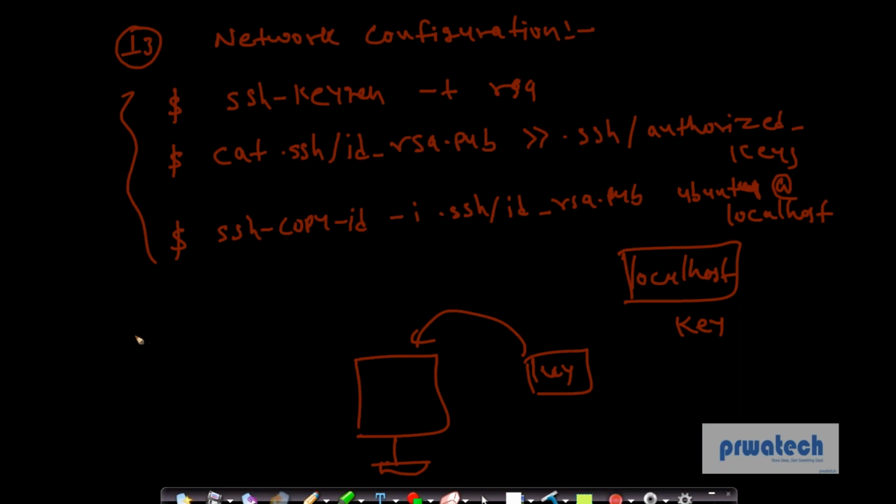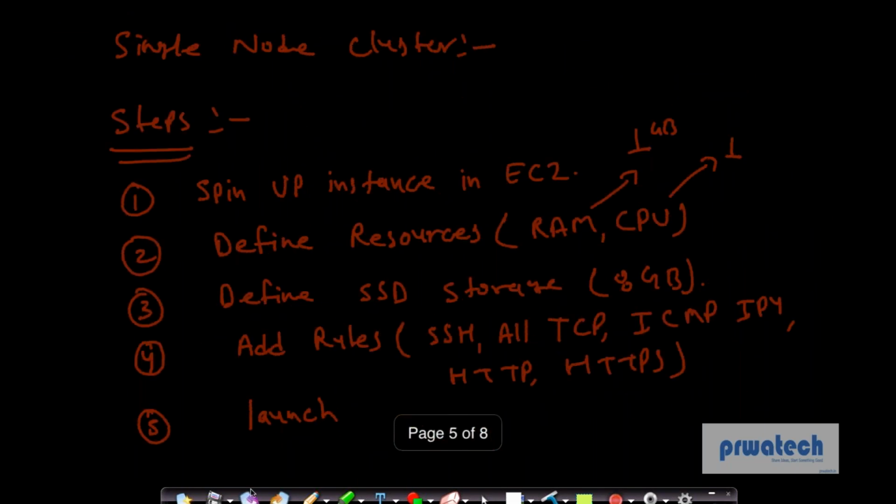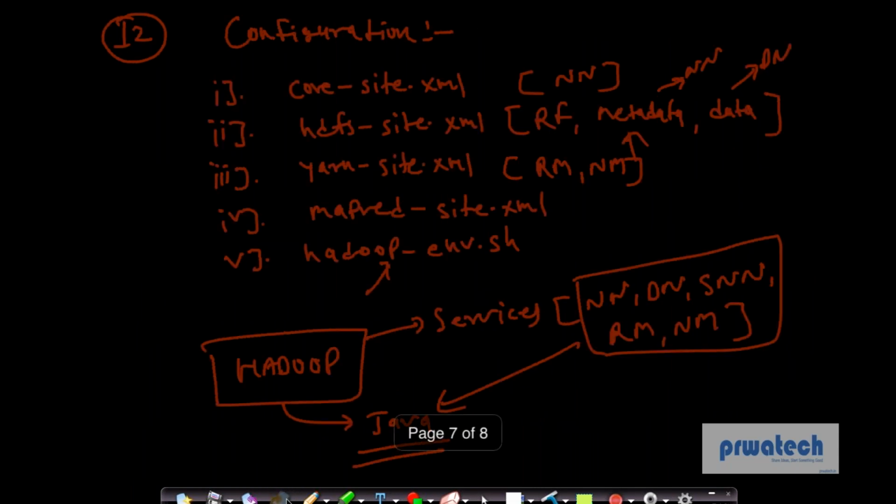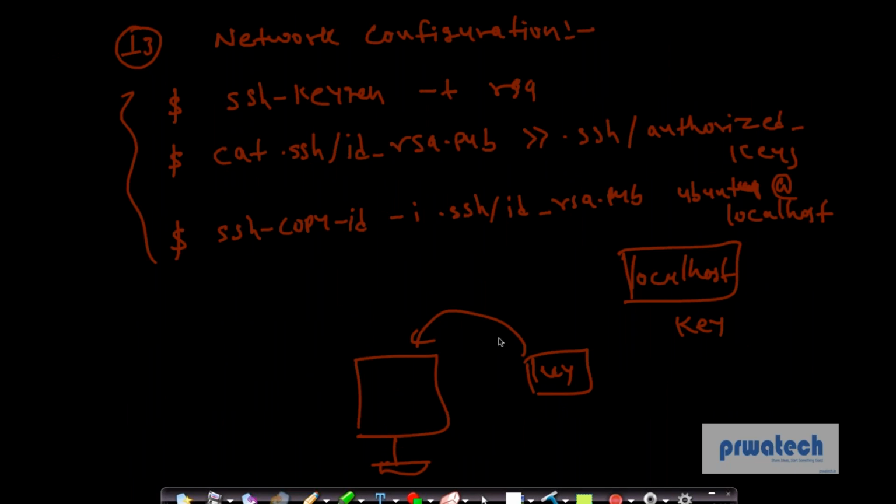After configuration, then the 14th step, we are good to start the services. So today's summary: we first spun up our EC2 instance. We set all our resources: RAM, CPU, hard disk, rules. Once this was launched, we downloaded JDK and Hadoop, extracted the files of Hadoop and JDK, set up the path, and then did configuration. Tomorrow we'll resume from here.